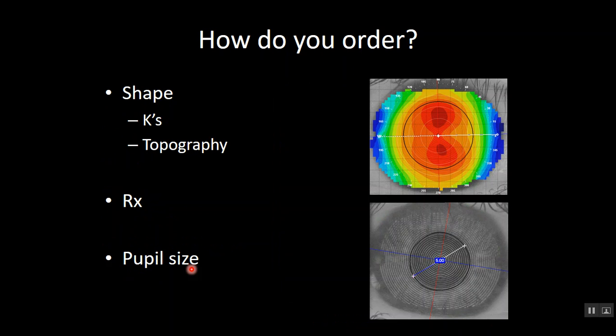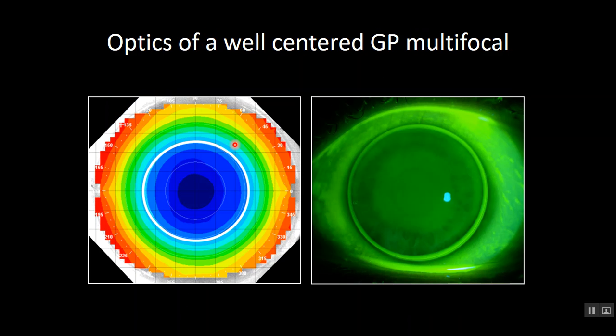So how do you order them? The same as we would for a presbyope. If you have K readings alone, then we'll take those along with the Rx and the pupil size. Or if you have topography, then we're able to build a more accurate lens the first time more often. We're going to ensure that we can center these lenses to the best of our ability.